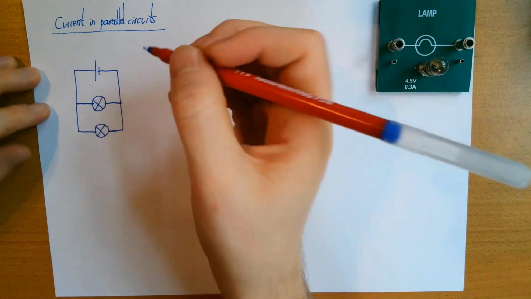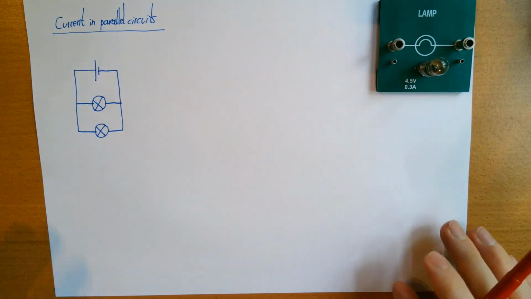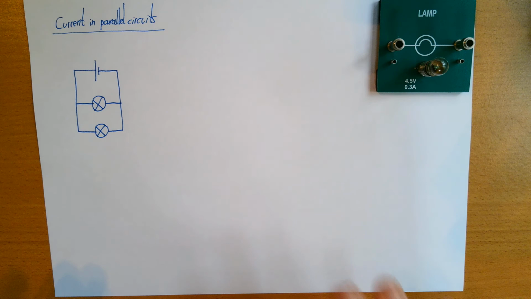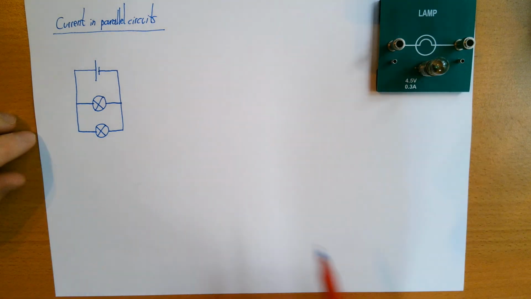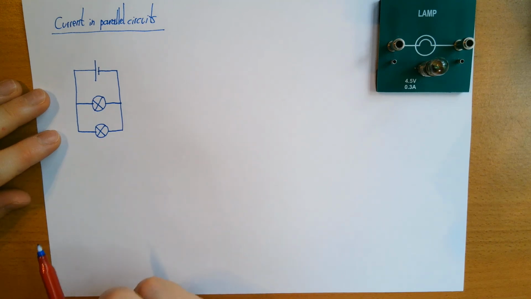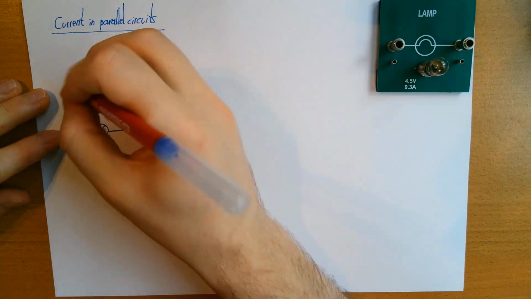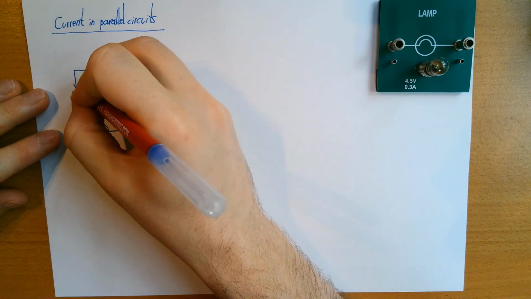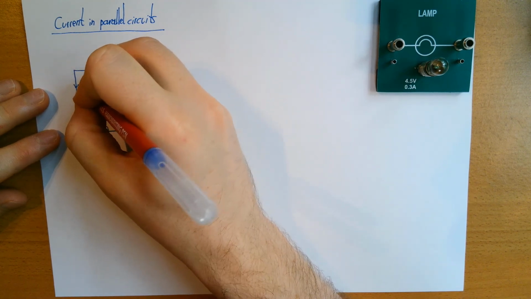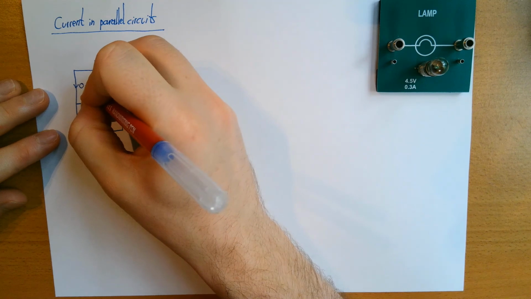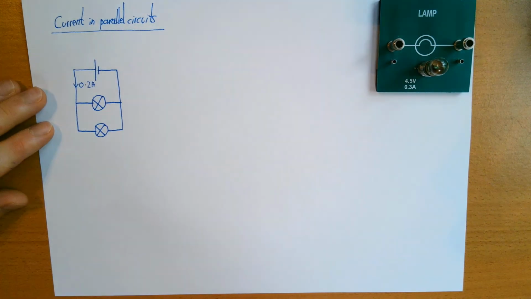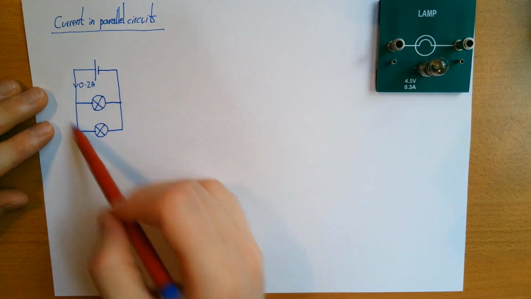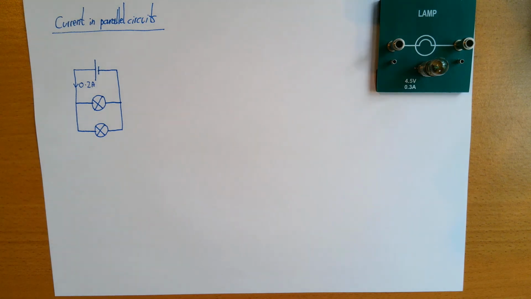Now, when you draw circuits, as a reminder, you should be using a ruler, but just for the video that takes a bit too long, so I'm just doing it by hand, but I'm keeping it neat. Now, in this circuit, I'm going to tell you a fact. Current goes from plus to minus, and I'll tell you that the current at this point is 0.2 amps. That arrow points from plus to minus, 0.2 amps.